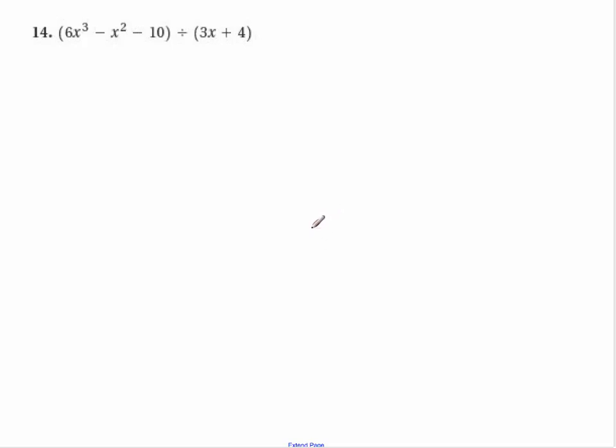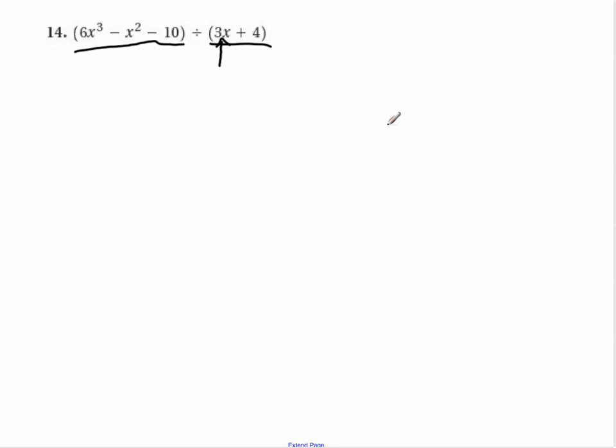Okay, here's a question that we didn't look at a whole lot in class. It's where you're dividing a polynomial, like this one, by a binomial. So a polynomial by a binomial, where specifically the binomial has a number out front of the x.